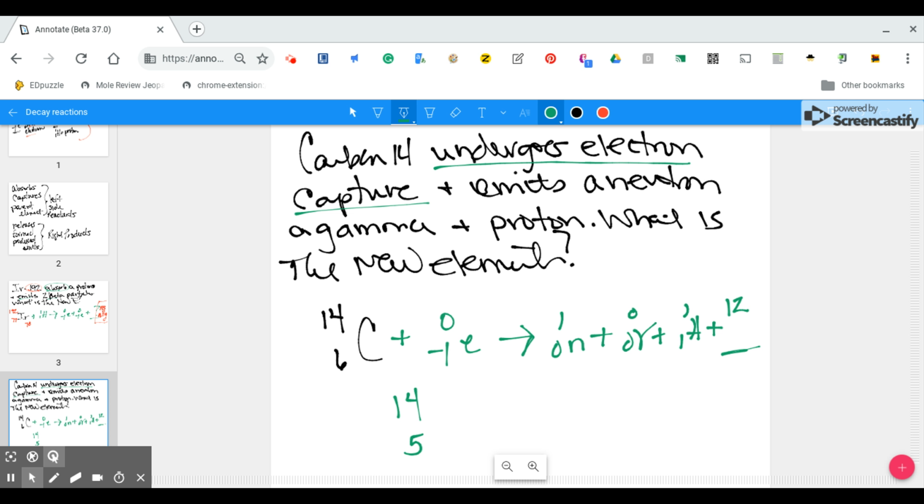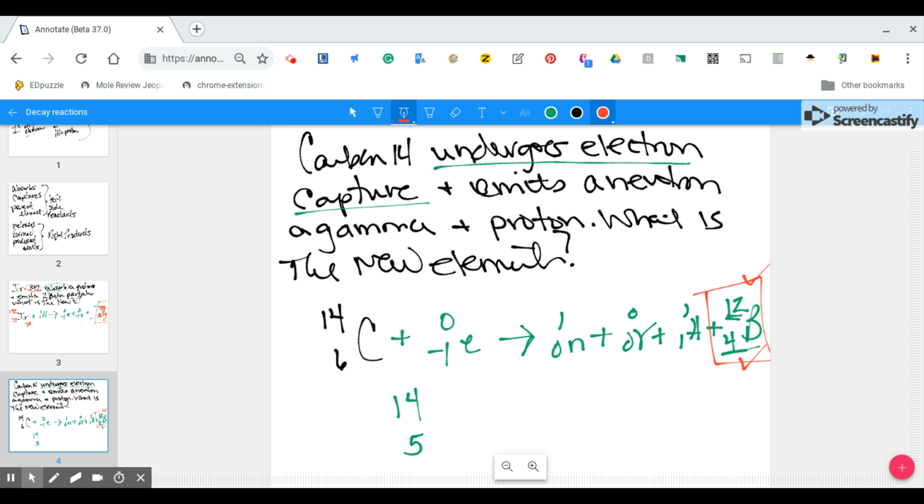So this side is 14. This side is 5 because 6 minus 1 is 5. So this has to be 12. And then I'm adding, I need 1 over here. So this was going to have to be 4. So that would make this boron. So what you need to do is look and see if everything adds up. So I've got 14 up top. 1 plus 1 plus 12 gives me 14. So that works. And then 6 minus 1 is 5. 1 plus 4 is 5. So that works. So my new element is boron.